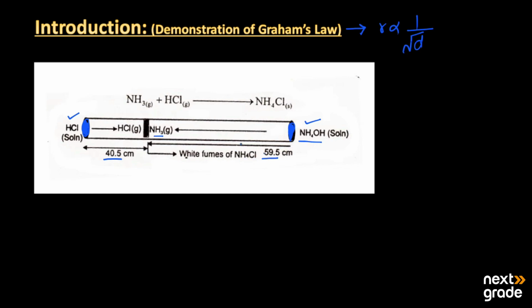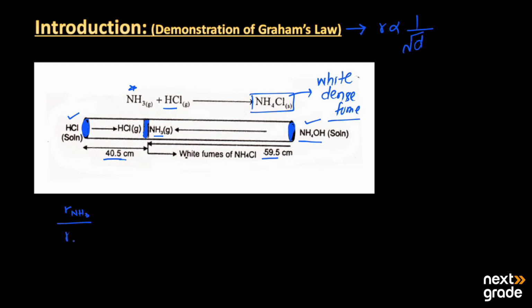59.5 centimeters. So the equation that we have there: ammonia reacts with HCl and produces ammonium chloride. Ammonium chloride is produced in the form of white dense fumes, and it produces the white dense fumes at the point of junction. So we notice the production of these white fumes and we calculate the distance traveled by these two gases.